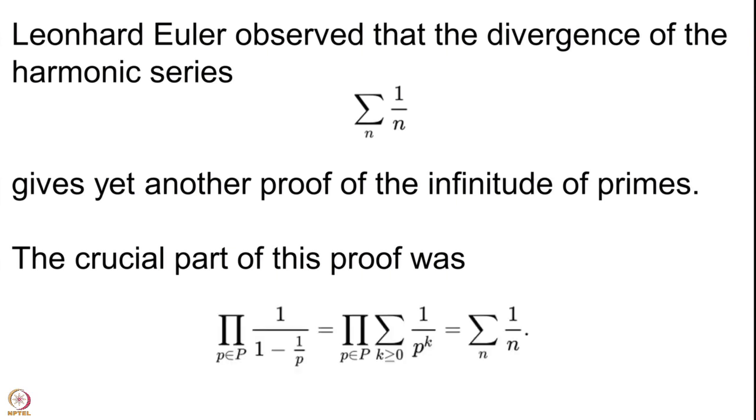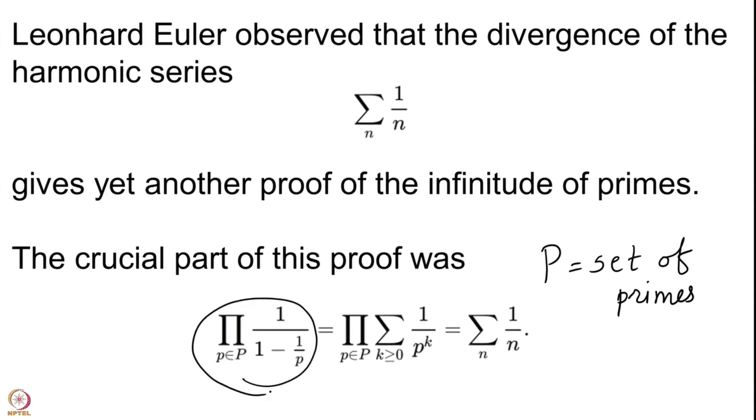The crucial part was to observe this equality. Now note what we have here is the following thing. We have summation on one side, and on the other the product of 1 upon 1 minus 1 upon p, where small p belongs to capital P. Here capital P is the set of primes. All right, and if you had only finitely many primes to play with, if capital P was a finite set, then this quantity would be finite.